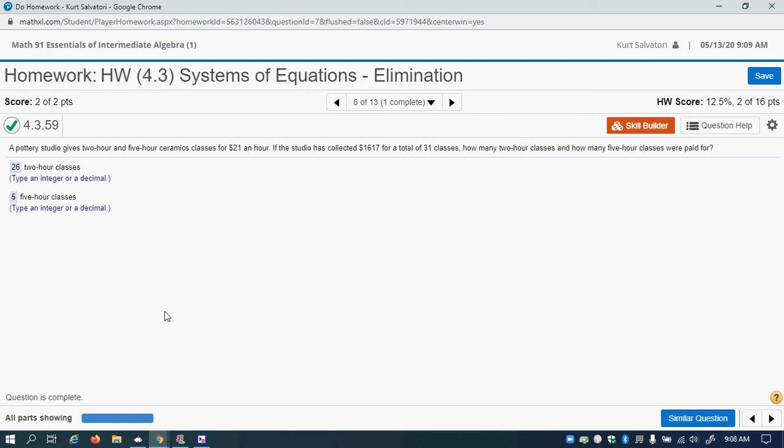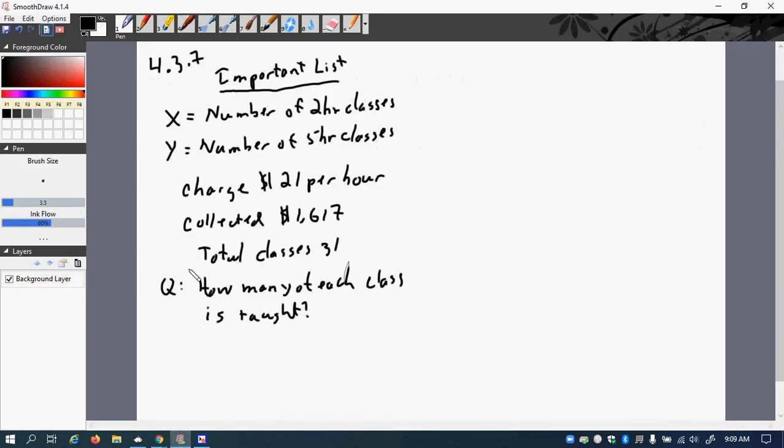This is probably the most difficult one because you have to write the equations for each of them. So definitely you have to create an important list. Here I've created all the things I saw and wrote down in the important list. I did write my variables, so that's important. The number of 2-hour classes I'll call X, and Y will be the number of 5-hour classes.